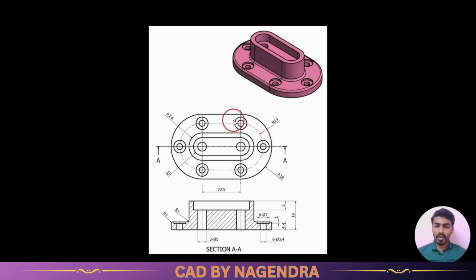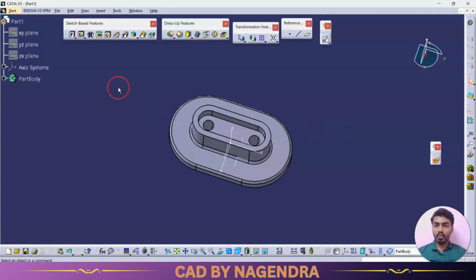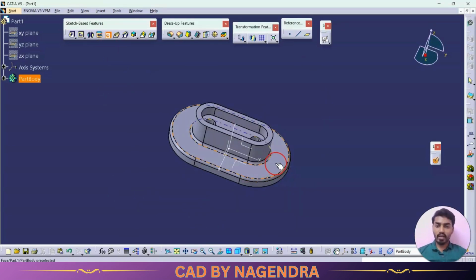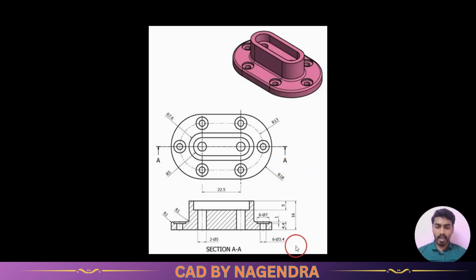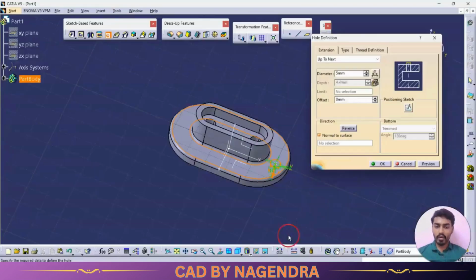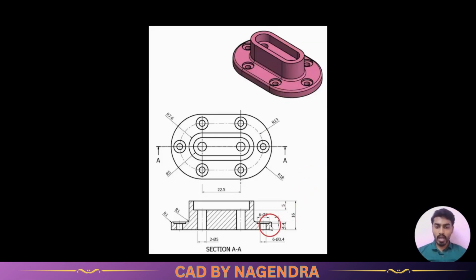Then again we are having multiple holes here. This hole should be exactly on this radius of 13 curvature. Now let me click on hole. I need to create one hole on this top face. Then, as we can see, a counter bore hole we are having here. Normal hole diameter we are having here 3.4. Let me give normal hole diameter 3.4. Normal hole depth should be up to next. Then counter bore diameter is 7. Counter bore depth we are having here 1 mm.